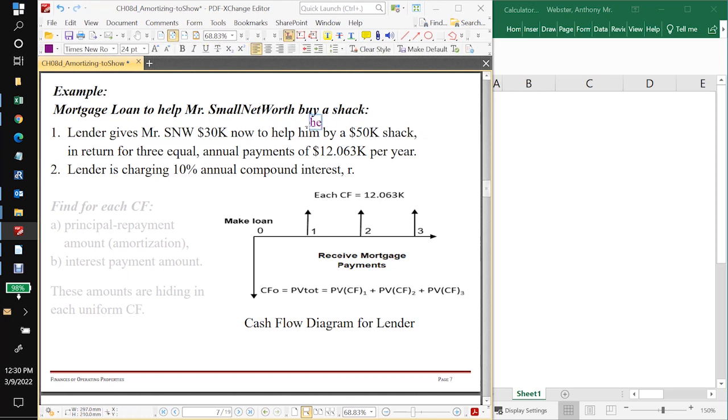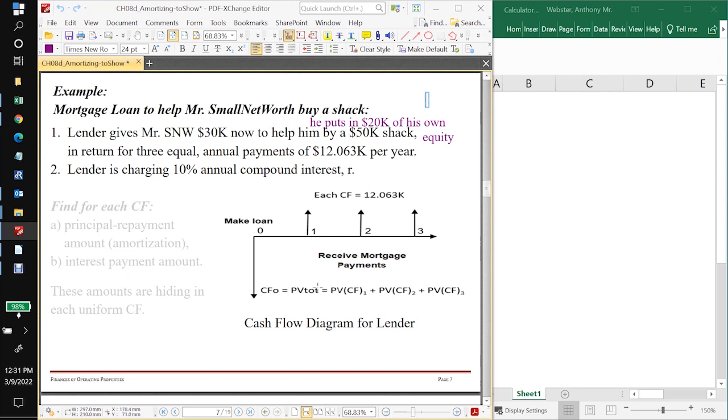That means he puts in $20K of his own equity, $20K of his own cash. Total price is $50,000. The mortgage is going to pay $30,000 of that, so he's going to have to cough up $20,000 from his own bank account. And he's doing this in return for 3 equal annual payments of $12,063 per year. And the lender is charging an annual compound interest rate, R, of 10% in this case.